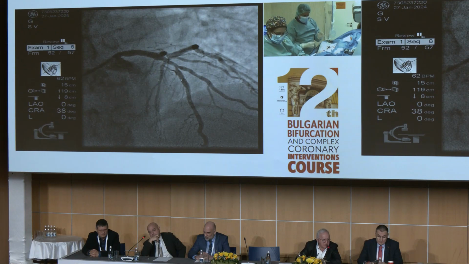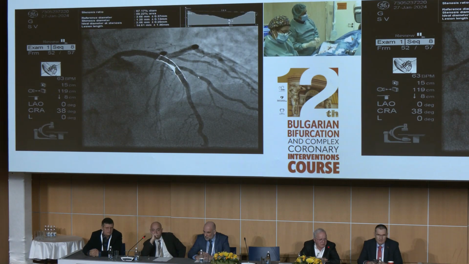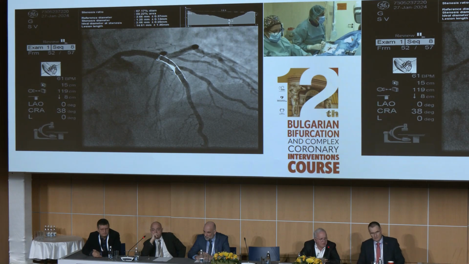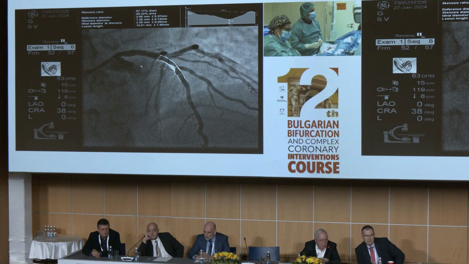For the QCA, begin very at the initial part of the LED there. A bit distal, even a bit more. Okay. So what's the measurement proximally? The proximal reference diameter is approximately 3.6. I'm not interested in the stenosis. Don't worry. Just the distal. 2.8. The distal normal measurement.